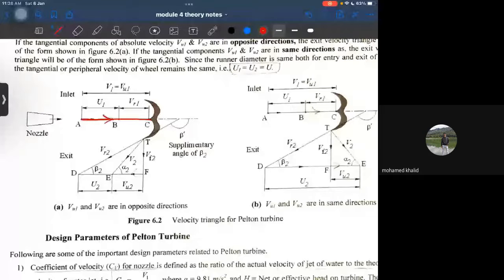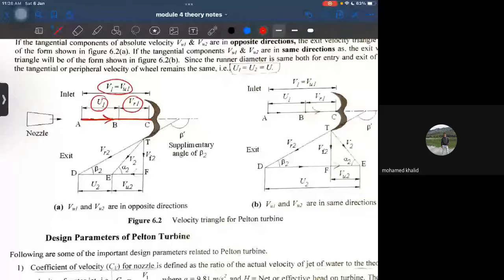Understood? So now A to B is U1, B to C is VR1, and U1 plus VR1 is nothing but VU1. So VU1 is also equal to V1. So only this constitutes the velocity triangle at the inlet. Understood?